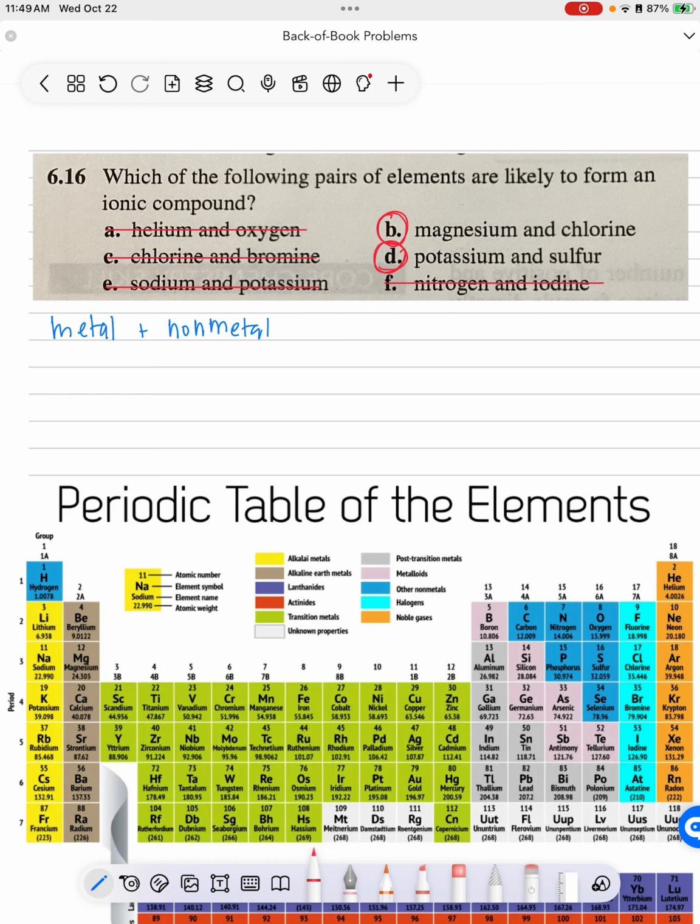On a test, you wouldn't get two answers like we have here, but it's a good skill to have if you want to just write down what it is you're looking for. I knew I was looking for a metal and a nonmetal, and so I crossed off anything that didn't fit that criteria. And that makes it a lot easier to find the correct answer.